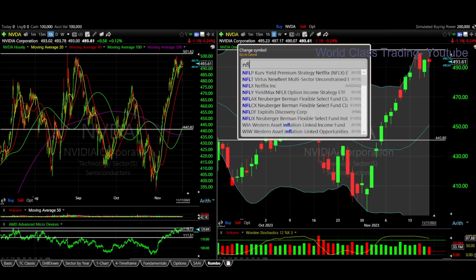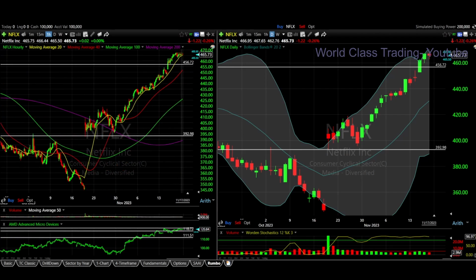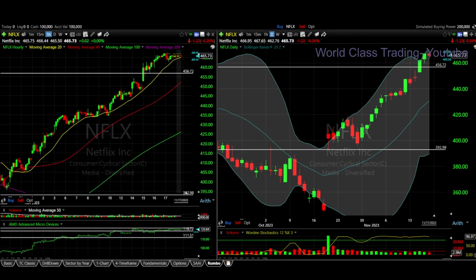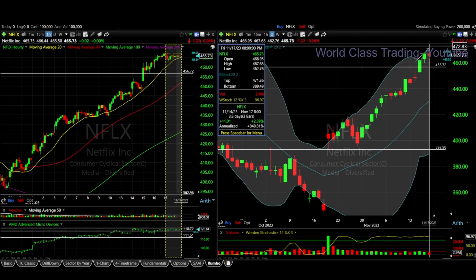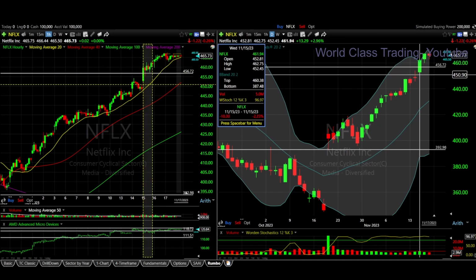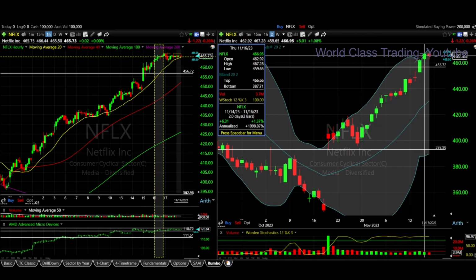All right, let's go quickly with Netflix. Netflix, same exact thing. It's going to 480, right? If it keeps increasing like this. How to know if it's going to keep increasing like this? Well, this is how you know exactly. So right here, it was pretty dangerous because the Bollinger Bands stopped, right? If this was a red candle, this would have gone all the way down to the middle line. But it was a green candle and the Bollinger Bands expanded again.